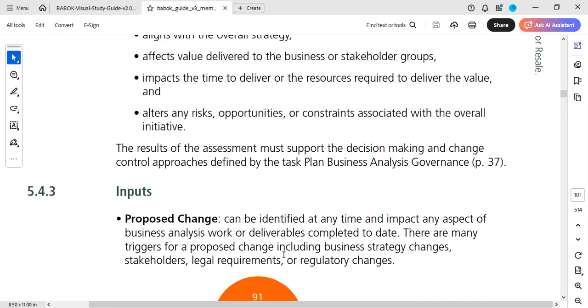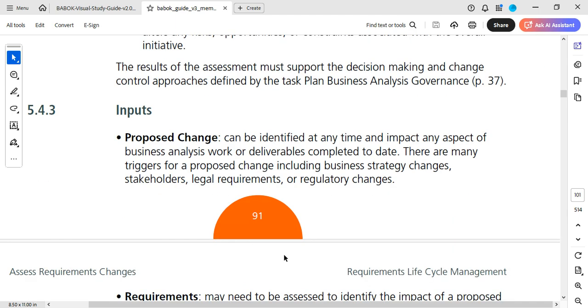The result of the assessment must support the decision making and change control approaches defined by the business analysis governance plan. Just like what I said, if we need to start collecting people's NIN, or start collecting people's SIN or whatever.